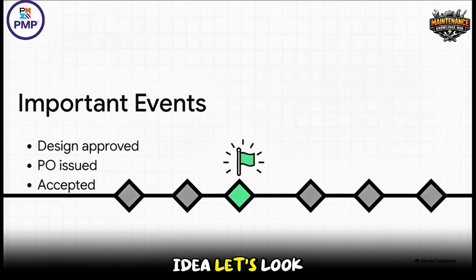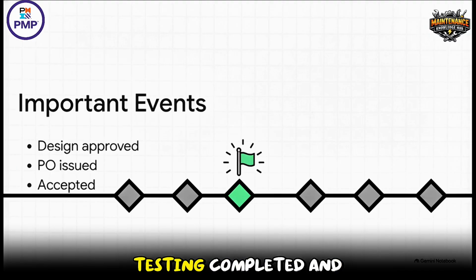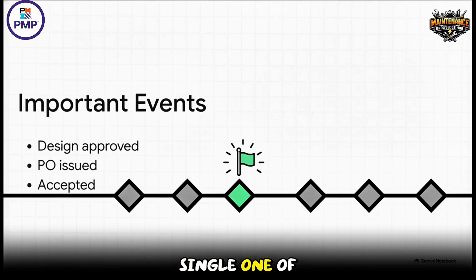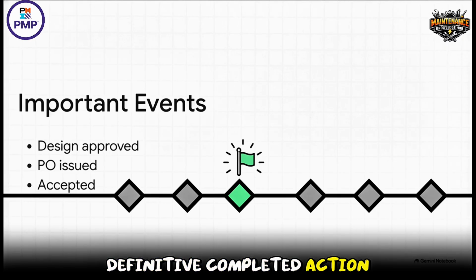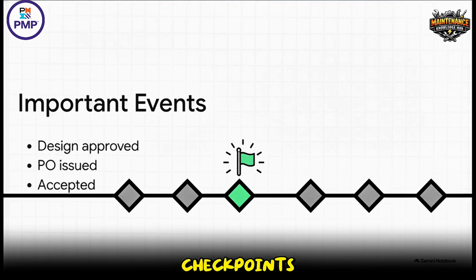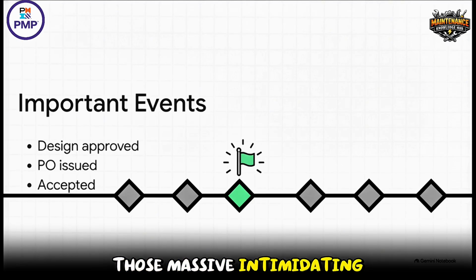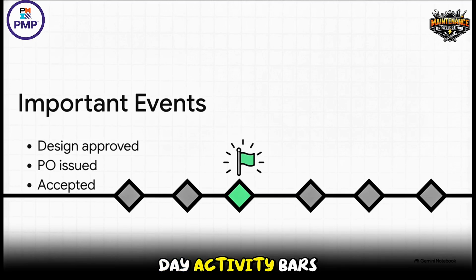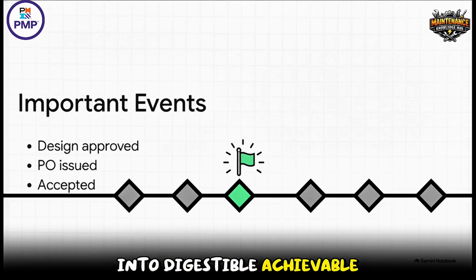To give you an idea, let's look at some of these zero-duration markers. Design approved, that's a milestone. Purchase order issued, equipment delivered, installation completed, testing completed, and the big one, project accepted. Notice how every single one of those is a definitive, completed action. They're essentially celebratory checkpoints. When your team looks at the board and sees that little diamond shape for equipment delivered, everyone knows they just cleared a major hurdle. It breaks up those massive, intimidating 60-day or 45-day activity bars into digestible, achievable wins.